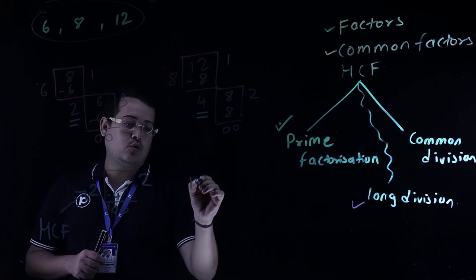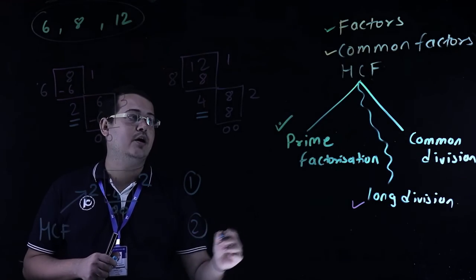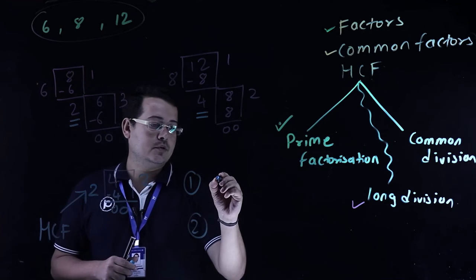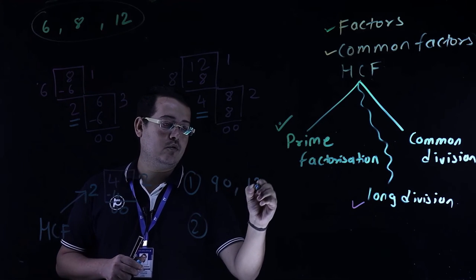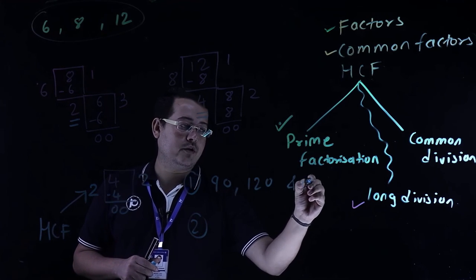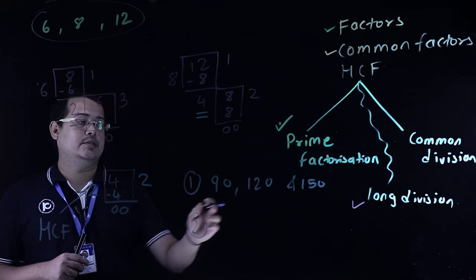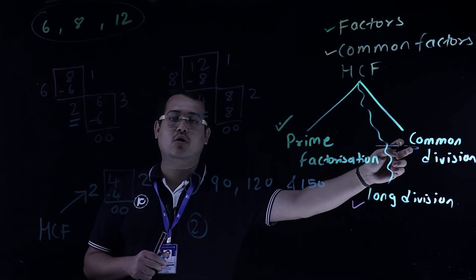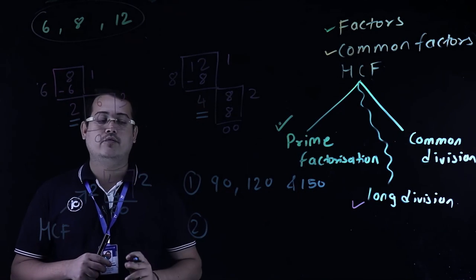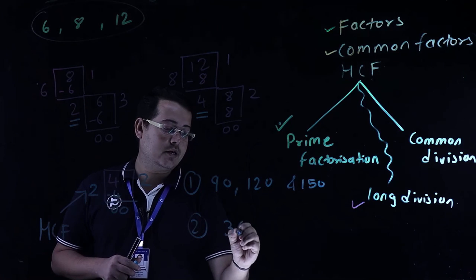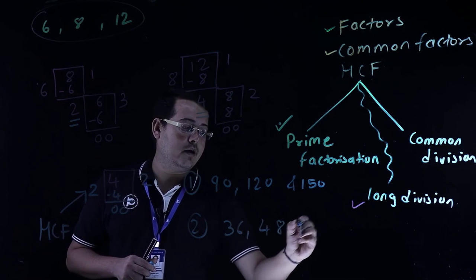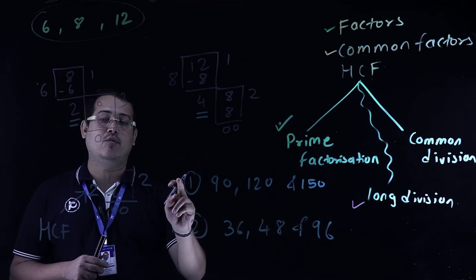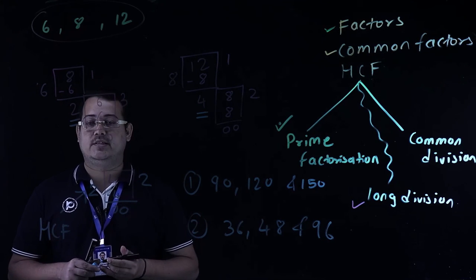Now questions for you to find the HCF by all three methods: 90, 120 and 150. You have to find the HCF using the prime factorization method, long division method and the common division method. Next numbers I will take are 36, 48 and 96. Okay, so this is your homework, and I want your answers in the chat section.